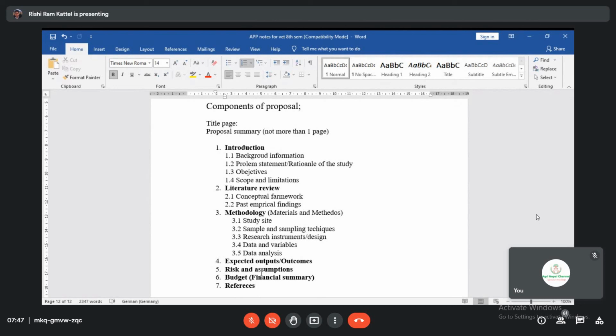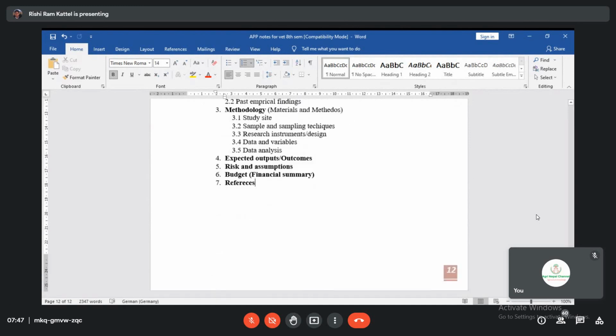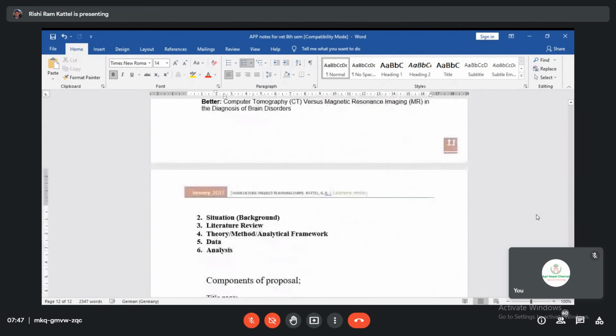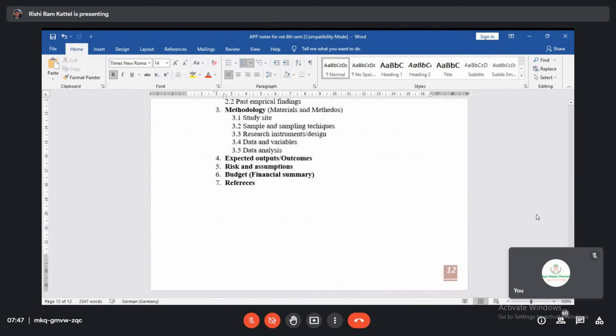Whatever references you have cited, you have to put in the references. Some call it literature review cited, some call it references, some call it bibliography. We'll talk later about this. What are the similarities and differences between references and bibliography? Normally, in detail, I talk a little bit about log frame and budget.